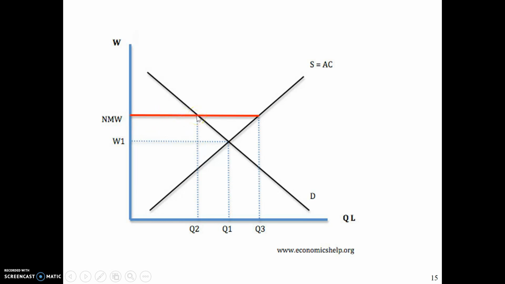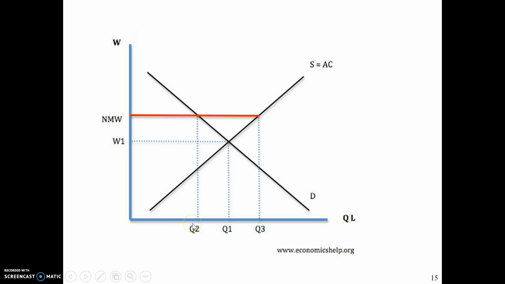But the demand on the firm side is going to be lower because of this mandated higher wage. So once we pump up the wage, we essentially have a surplus of workers. We have Q3 quantity of workers who want to supply their labor at that higher wage. But the firms are saying at that higher wage, forget it, we're only willing to hire Q2. So to some degree, you have a surplus of workers.